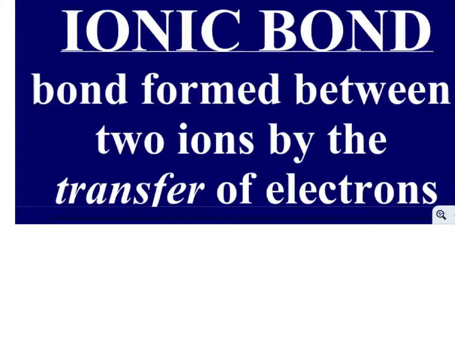Definition of an ionic bond is, again, it's a bond formed between two ions by the transfer of electrons. Electrons are going from the metal to the non-metal. Good way to remember ionic bond, it has to be a metal with a non-metal. Okay, metals on the left side of the periodic table, non-metals are on the right.